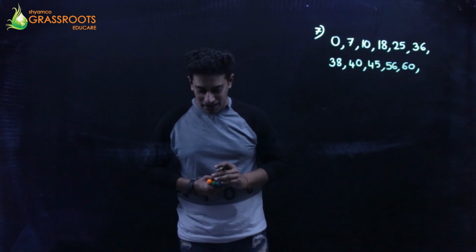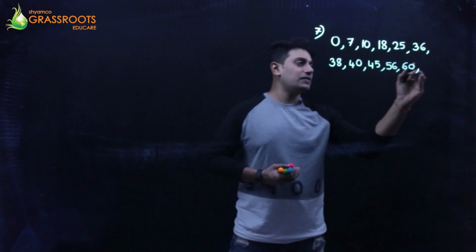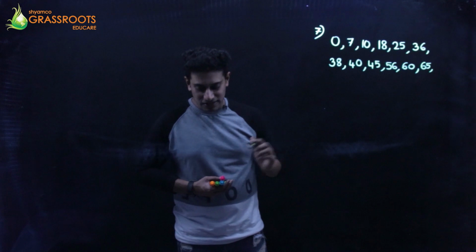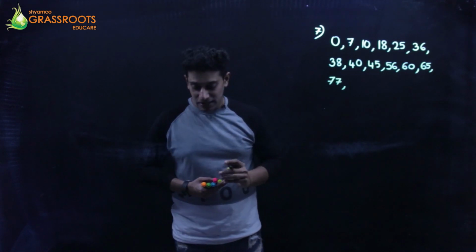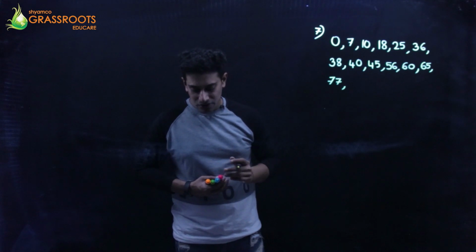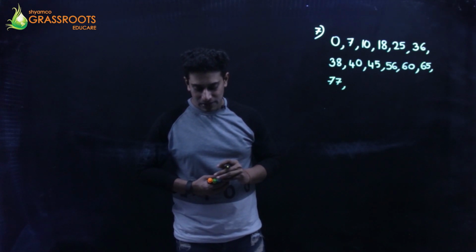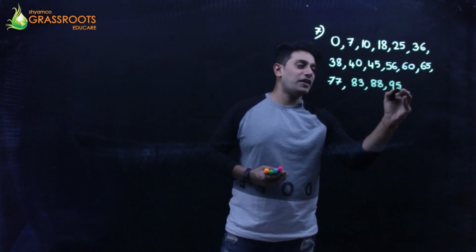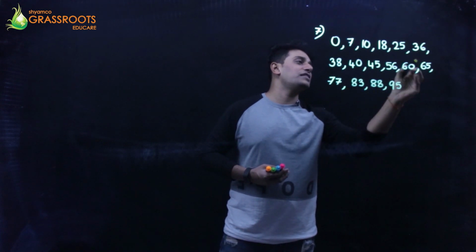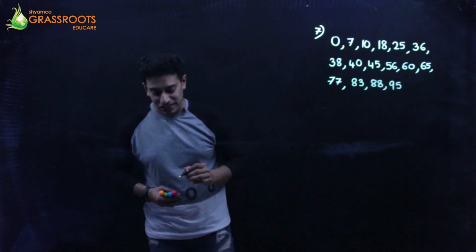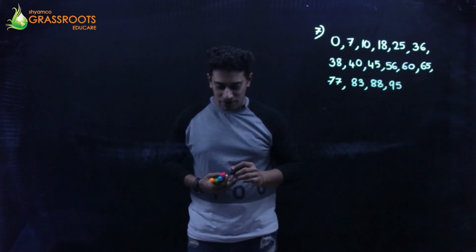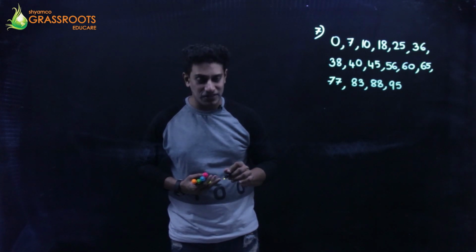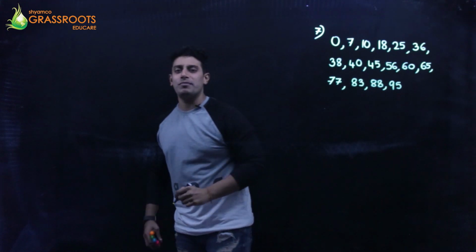After 60 we have 65. Then in the 70s we have 77. Then in the 80s we have 83, 88 and 95. Let me count: 1, 2, 3, 4, 5, 6, 7, 8, 9, 10, 11, 12, 13, 14, 15, 16. 16 entries. So the number of entries in the question and in my arranged data are tallying.